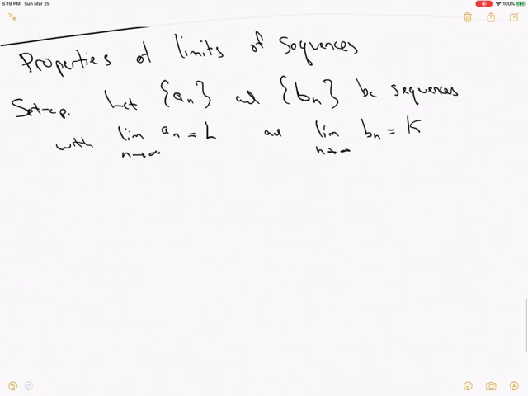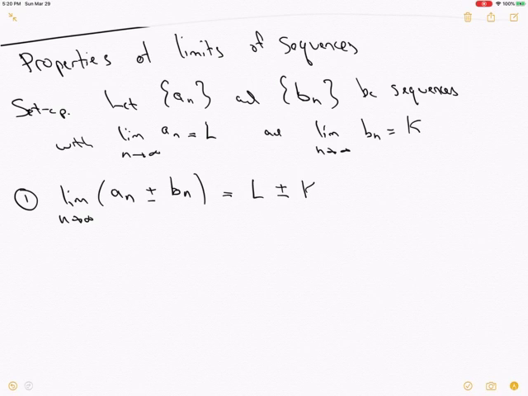Now there are a couple of things we can do. If you have a list of numbers, then you can construct new lists of numbers. You can construct a new list by, say, adding or subtracting the elements together. So this would give us a new list of numbers. So this is a new sequence, and then we can take the limit over this new sequence, and the limit of this is equal to L plus or minus K. So in other words, limits behave very well with respect to addition and subtraction. So the limit of a sum of sequences is the sum of the limits of the respective sequences. That's what this is saying.